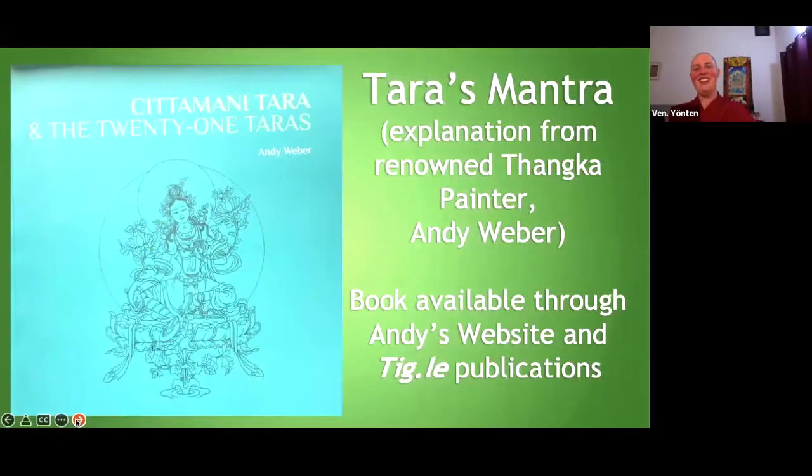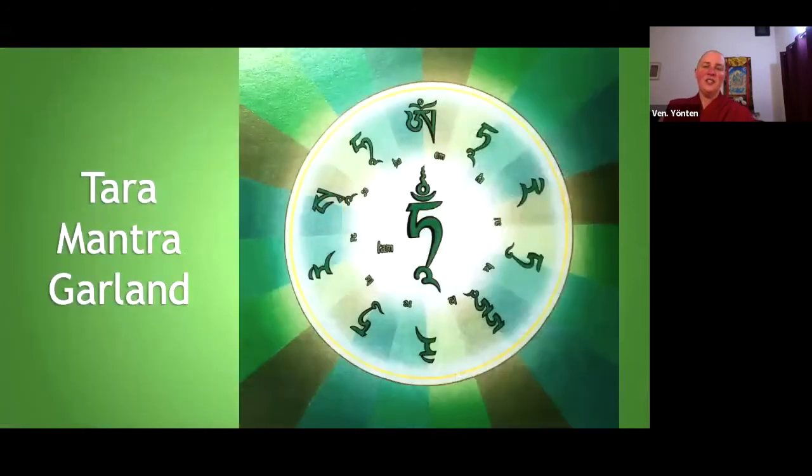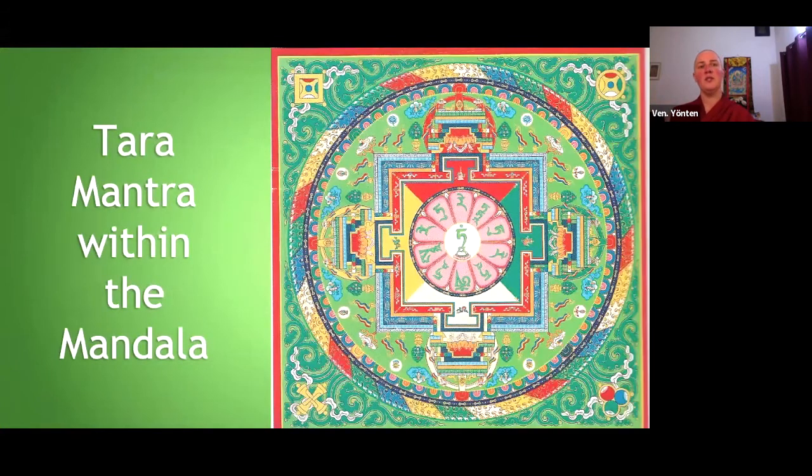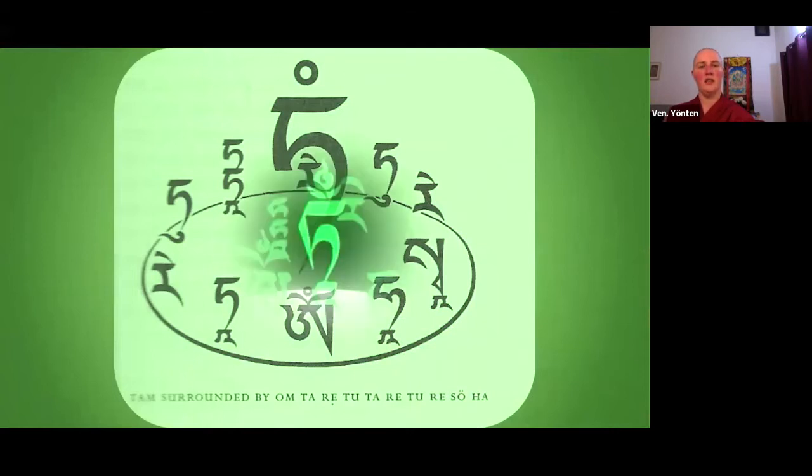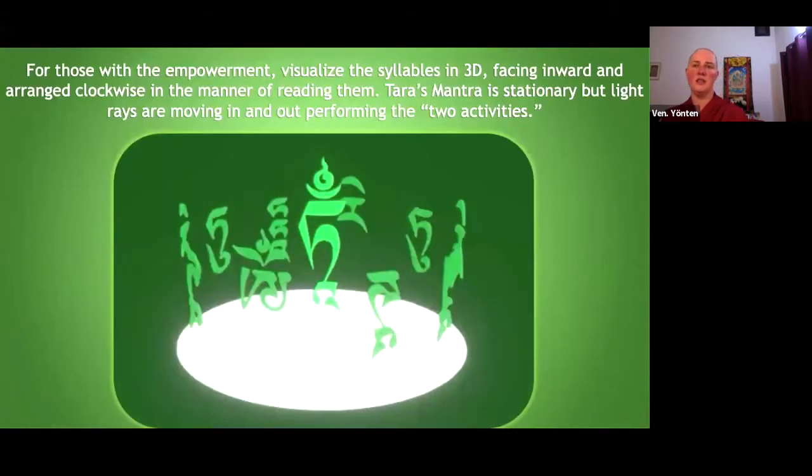Okay. All right, so we'll go into it. I won't put you on the spot anymore. So this is also from Andy's book. So here's the mantra garland. Mantra garlands are depicted flat like this, but they're to be visualized three-dimensionally. And sometimes you'll see the mantra garland within the mandala. And sometimes you'll just have it simple and 3D like this, or simple and 3D like this.